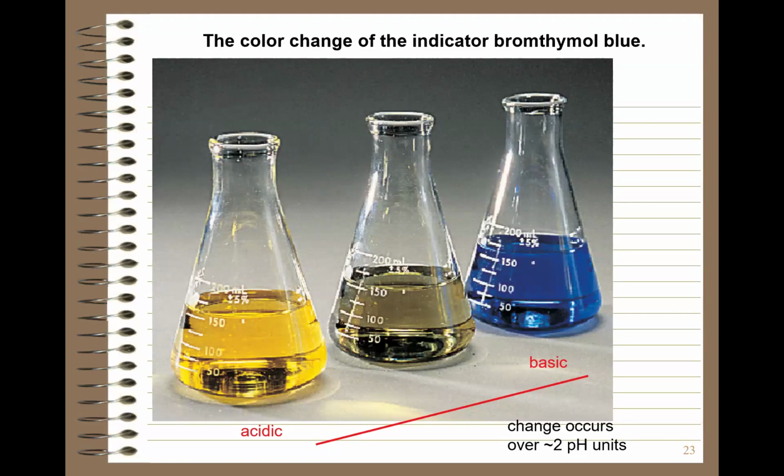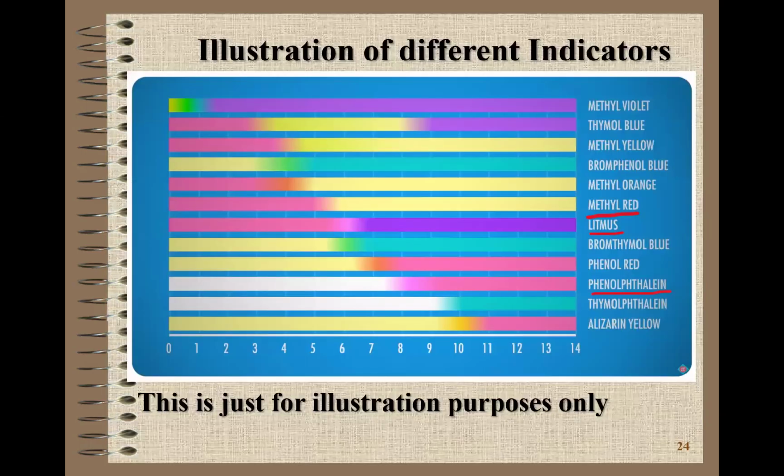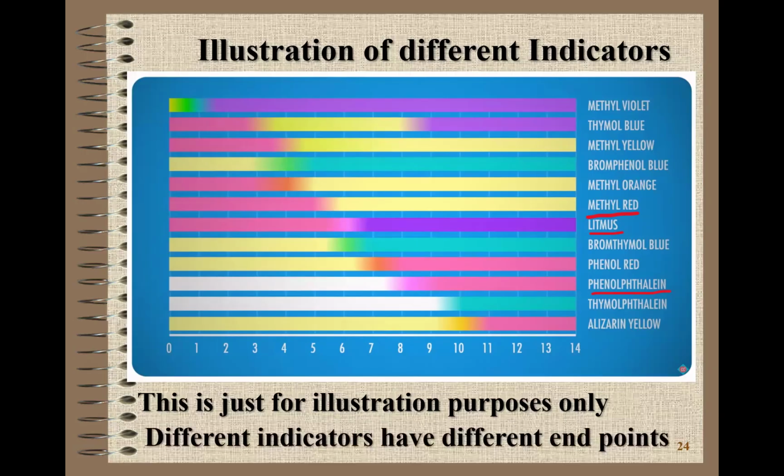Good morning, Ivana. Here are several other indicators. And notice that the endpoints are different. They change color at different pHs, and sometimes they change again. You don't have to memorize this. It's only for illustration purposes. This is the one you're most familiar with, phenolphthalein. It's about 7, where it changes color.